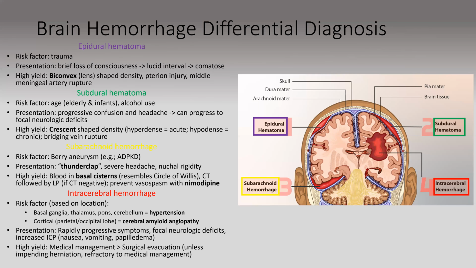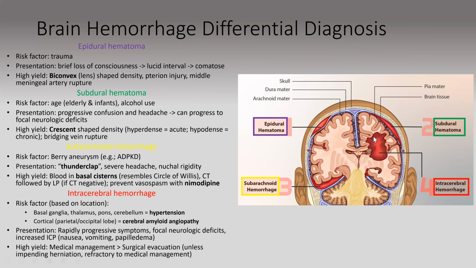The cortical regions, the parietal and occipital lobes specifically, are supplied by large vessels, the MCA and PCA. So cerebral amyloid angiopathy is an amyloid complication that can lead to cortical bleeding. So keep these locations in mind if they ask you for risk factors. The presentation is classic for increased ICP, so rapidly progressive symptoms, focal neurologic deficit, and so forth.